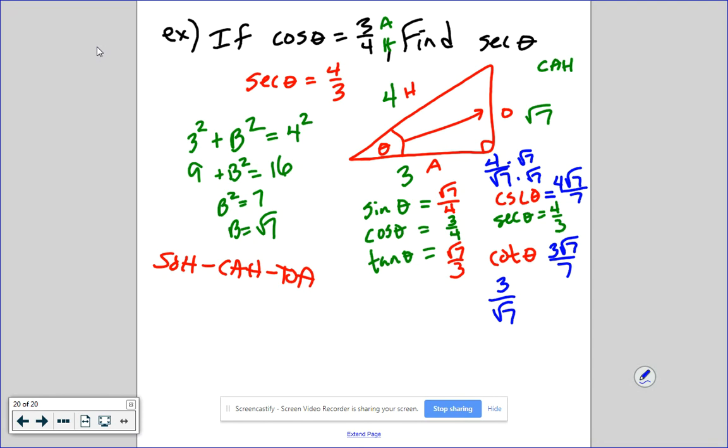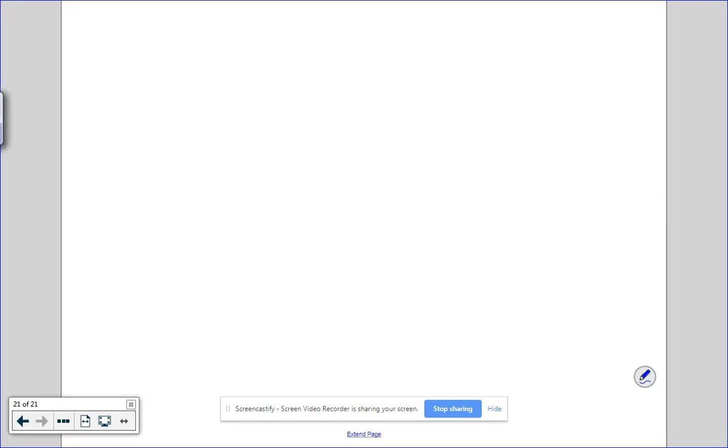Okay? So if I said find all trig functions and I give you one value, that's how you do it. Draw the triangle, use the Pythagorean theorem, find the missing side, and then just plug it into the ratios, SOHCAHTOA. And then flip them. Make sense? Is that terribly difficult? It actually makes a lot of sense. Now, what if I give you one that's a decimal?